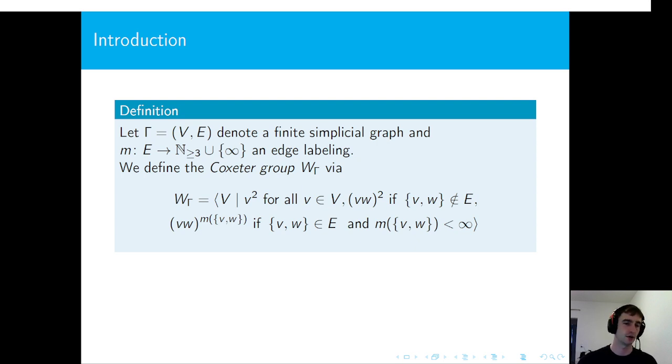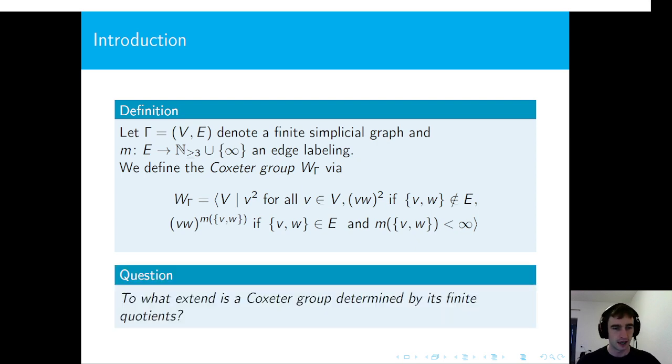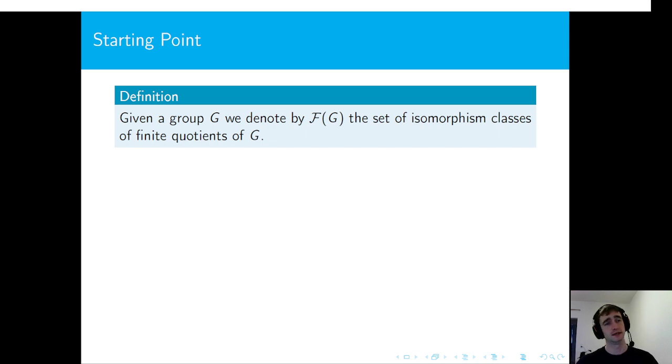Okay, and what question are we going to ask? The question we're asking is, to what extent is a Coxeter group determined by its finite quotients? This is right at the heart of residual and profinite methods, which is why I'm talking about this today. So, the starting point of our investigation: given a group G, we denote by curly F of G the set of isomorphism classes of finite quotients.